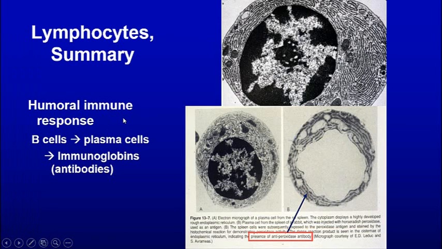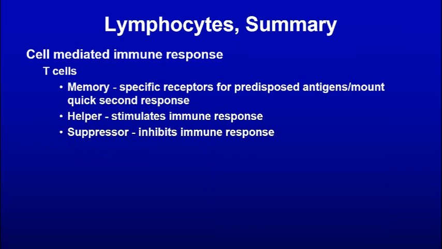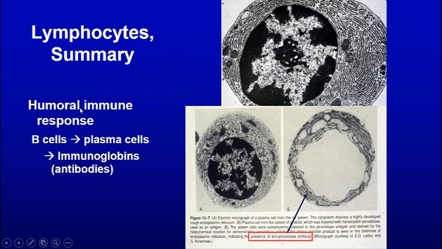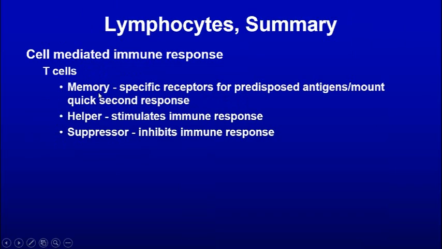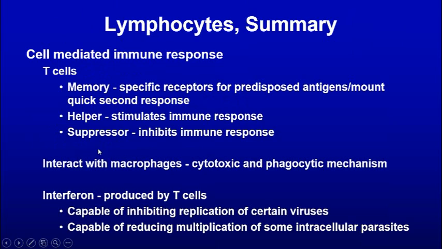Leukocytes, humoral immune response, not cell-mediated, but humoral. It's the B cells, the plasma cells to antibodies. The cellular response is directly where the T cells kill things. And so cell-mediated as opposed to humoral-mediated response, you have memory cells, helper cells, suppressor cells, and the killer cells.